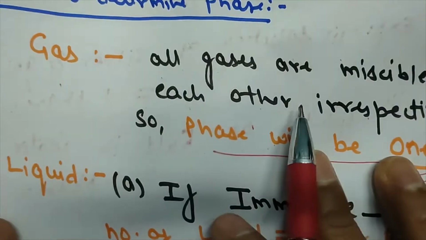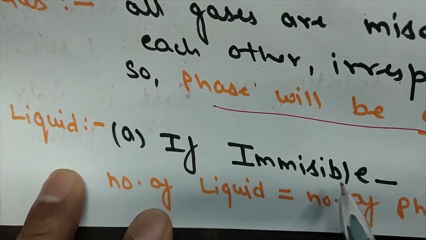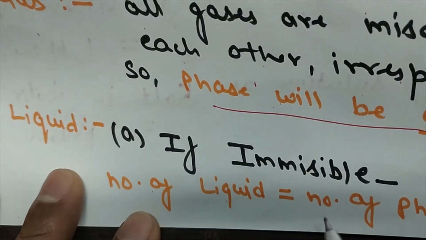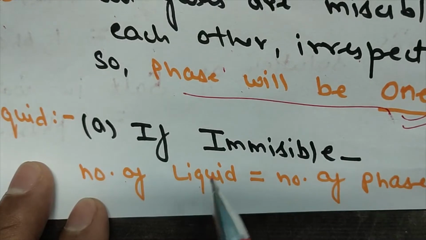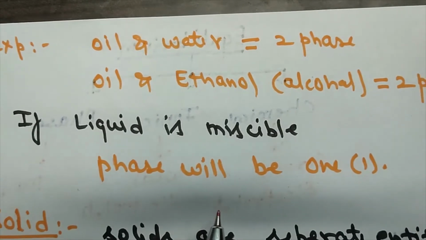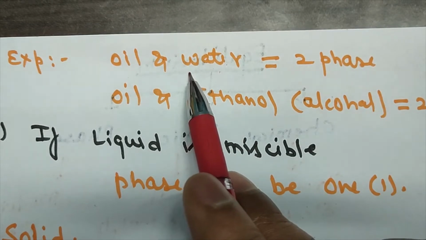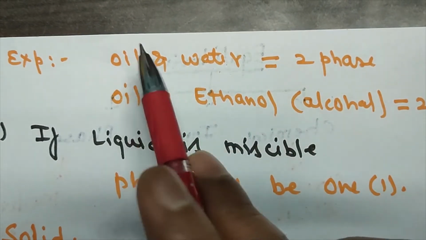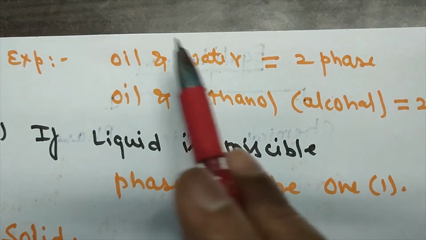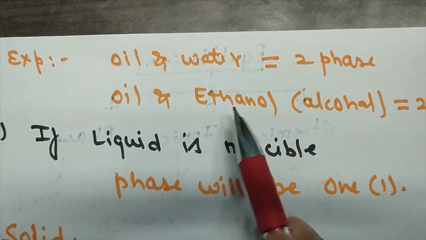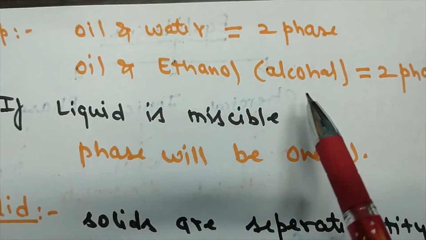Now in the case of liquid, if it is immiscible, what do you mean by immiscible? It means they are not mixed to each other. Then the number of liquids is equal to the number of phases. For example, oil and water are not miscible to each other, so the number of liquids is equal to the number of phases. How many liquids are there? Oil is one liquid, water is another liquid, so there are 2 liquids and the phase will be 2. Oil and ethanol, which means alcohol, are also not miscible to each other, so the phase will be 2.